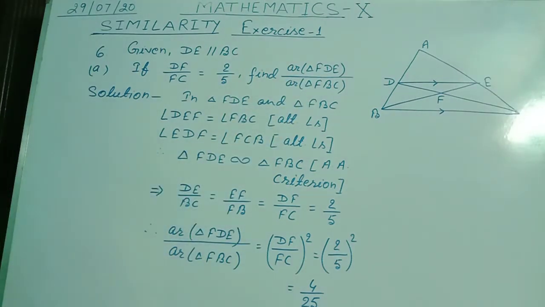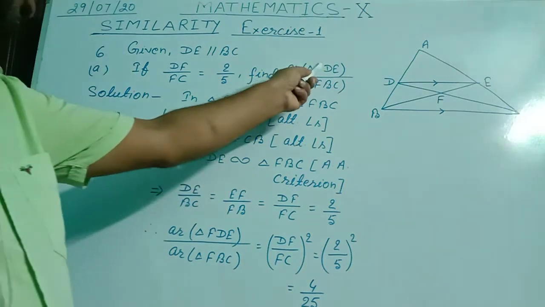So first of all, we are asked to find out the ratio of areas of two triangles. Those two triangles are FDE and FBC. First of all, we will prove these two triangles are similar.